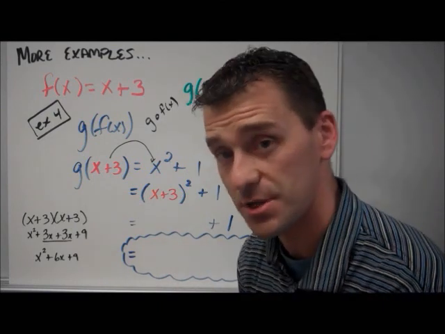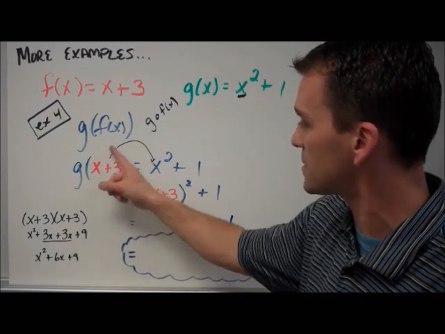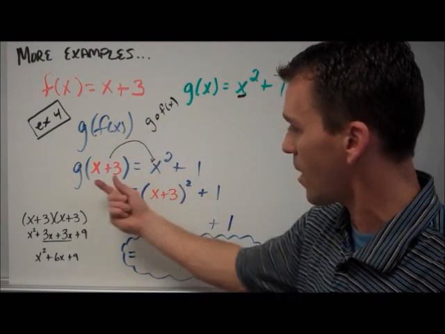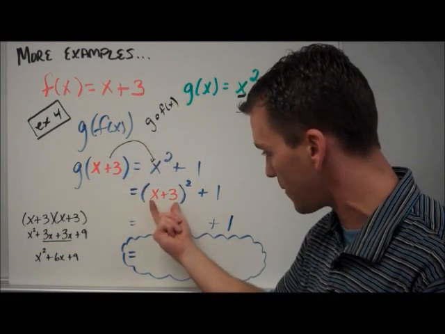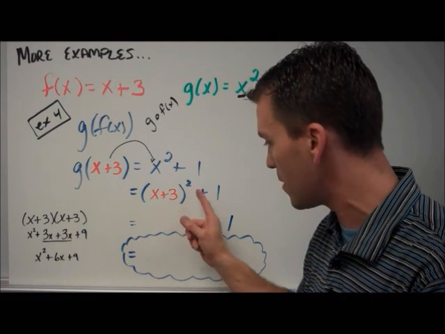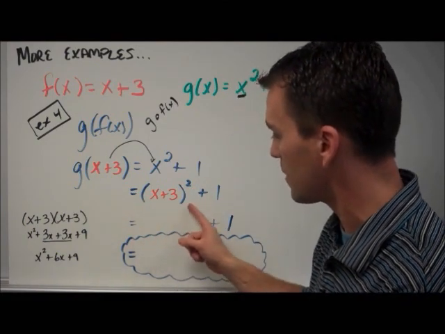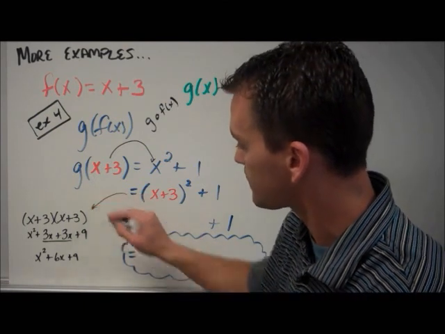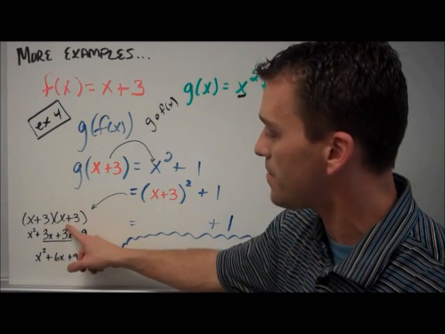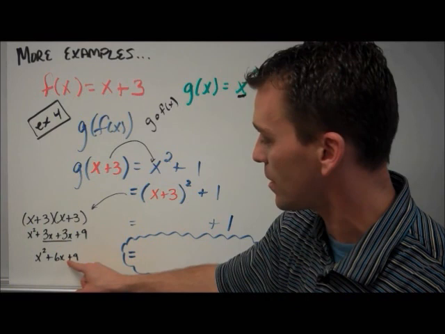This is an interesting one, because you have to put parentheses around what you're substituting in for x, because x is being squared. So I'm putting this whole thing in for x. I have the quantity x plus 3 squared, plus 1. Let's do x plus 3 squared. Remember, the square means I multiply the base by itself twice. And you get x squared plus 6x plus 9.